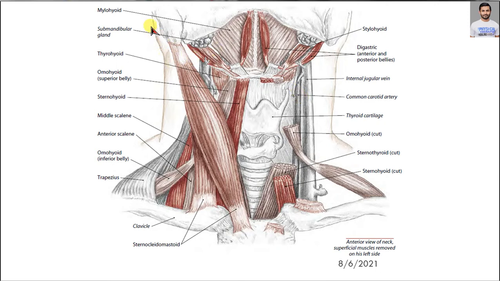Here you can see there are a lot of muscles, the mylohyoid, then the digastric, which has two bellies, the anterior belly and the posterior belly. Then there are a lot of muscles that are cut, but they are shown over here. You can see the sternohyoid, then the omohyoid, which again has two bellies, the superior belly as well as the inferior belly, and the sternothyroid, sternohyoid. So these are the muscles that get attached to the hyoid bone and the sternal bone.